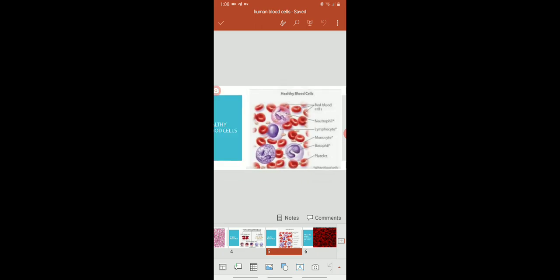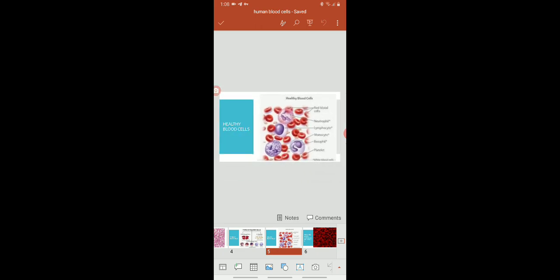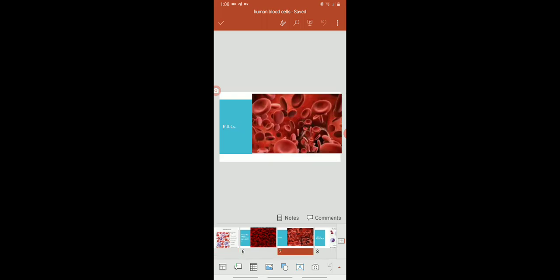This image clearly indicates all the healthy blood cells in the human blood smear. Now this one image shows only RBCs. In this diagram, we can easily observe that these RBCs are circular and biconcave. That is, at the middle they are pressed. Hence, these are called biconcave in shape.